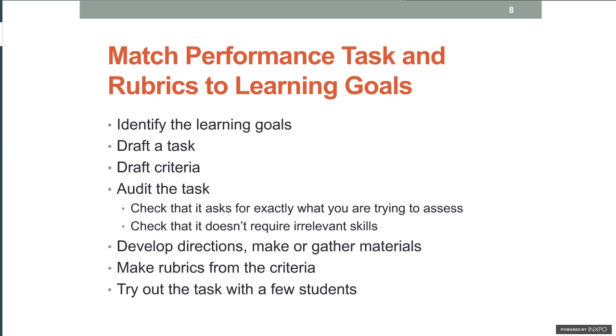And then you need to make rubrics from the criteria. And we'll talk about rubrics in a little bit, but for now it's enough to know that the criteria are only one part of the rubric. You also need performance level descriptions. Once you have all of that developed, it really works best if you try out the task with a few students, because you're never sure that students are going to respond to what you designed exactly as you intended. If that's not possible, at the very least, ask a couple of students to read it and tell you what they think they would be supposed to be doing if you gave them that task.